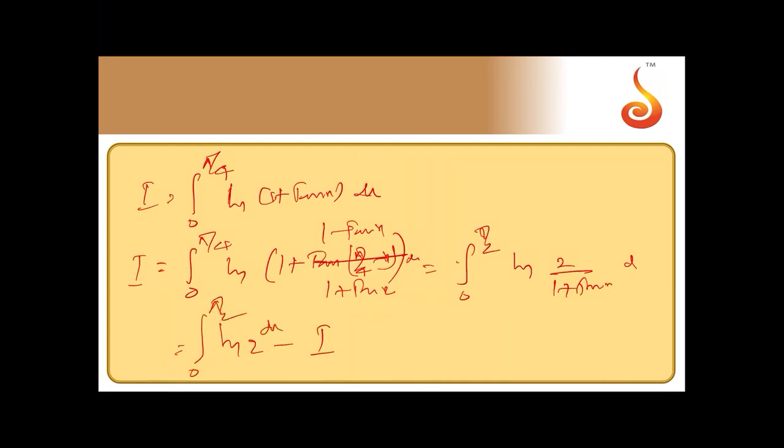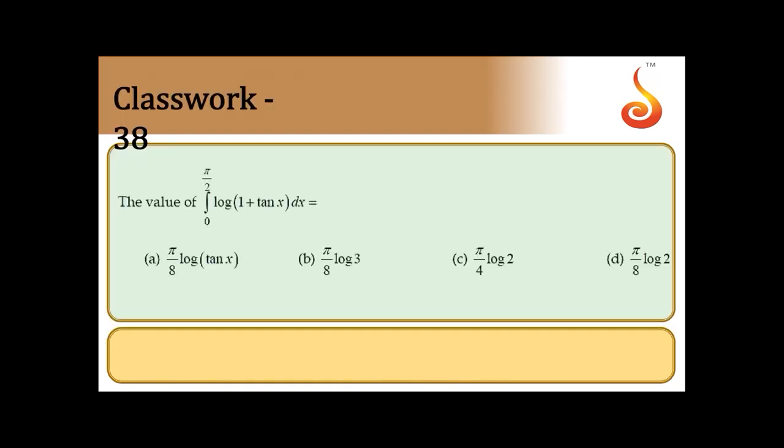Integration 0 to pi by 4 of dx. And that implies 2I is equal to log 2 multiplied by pi by 4. So I is equal to pi by 8 log 2. Log 2, I hope you'll be getting pi by 4, 4 into 2, pi by 8 log 2. So the answer is equal to pi by 8 log 2.